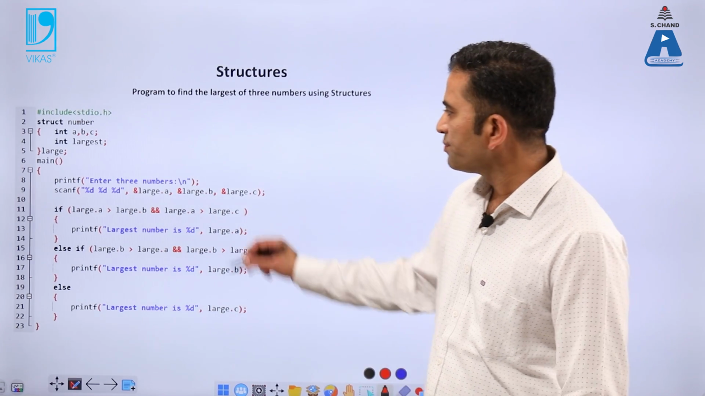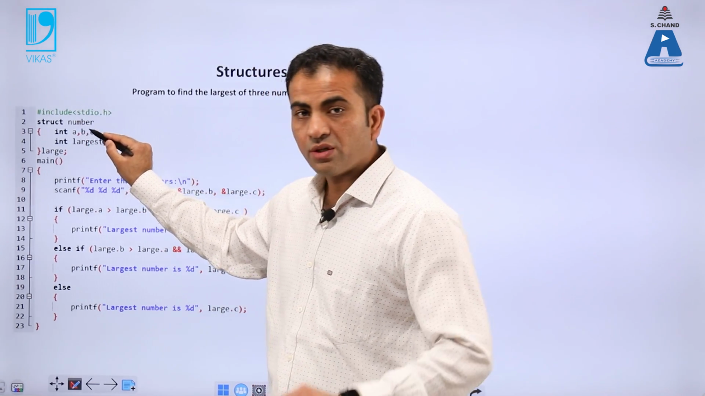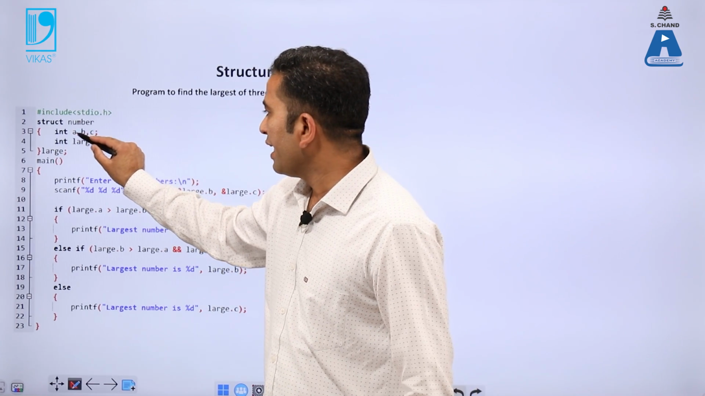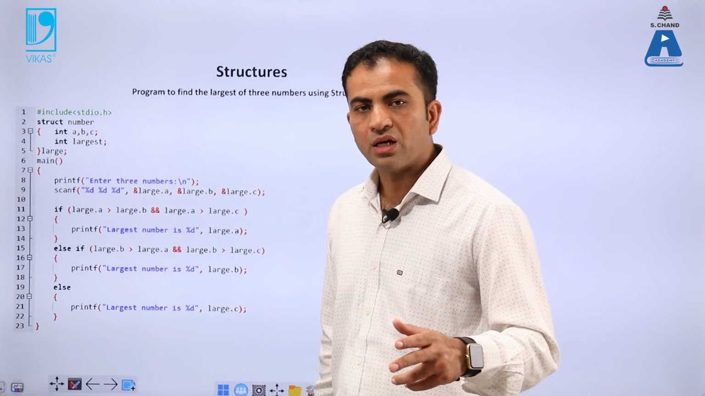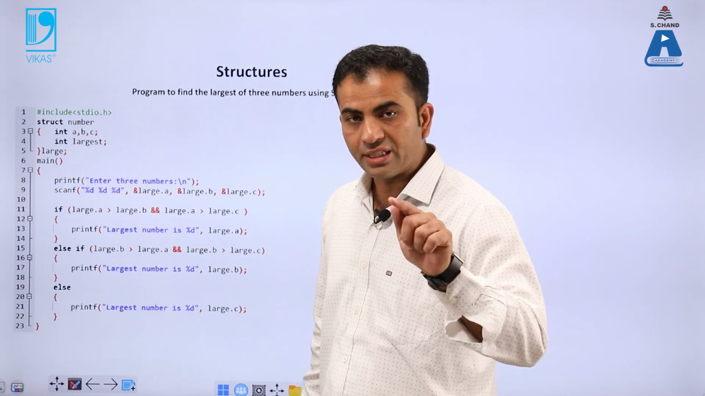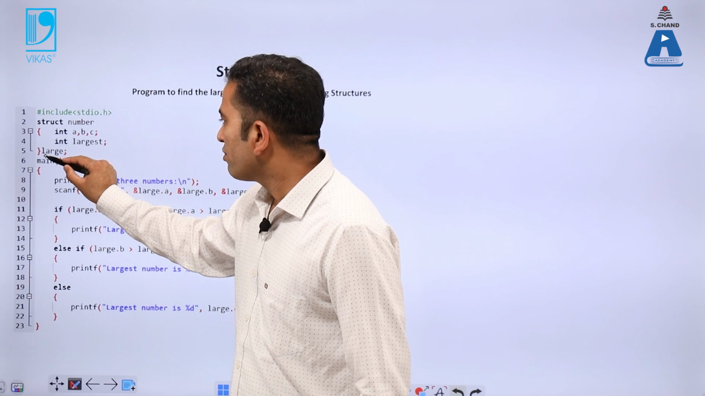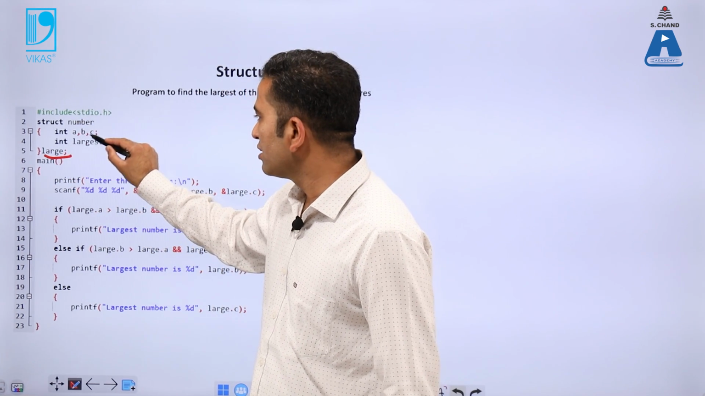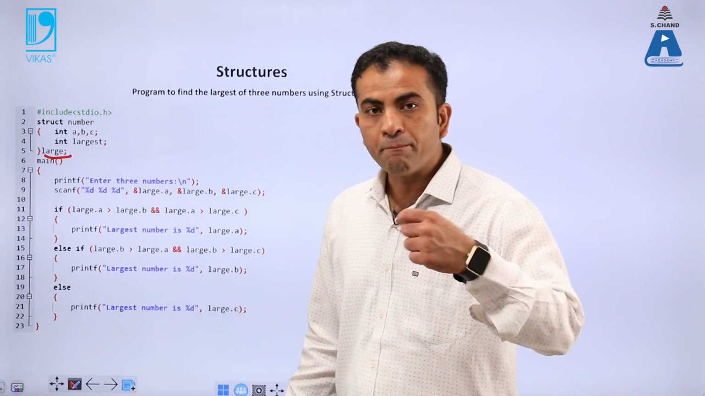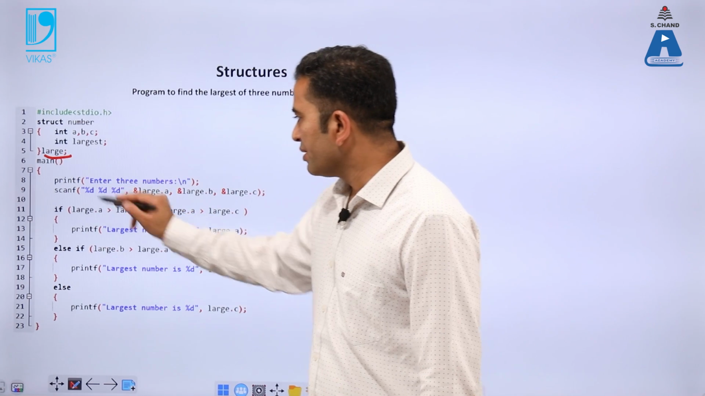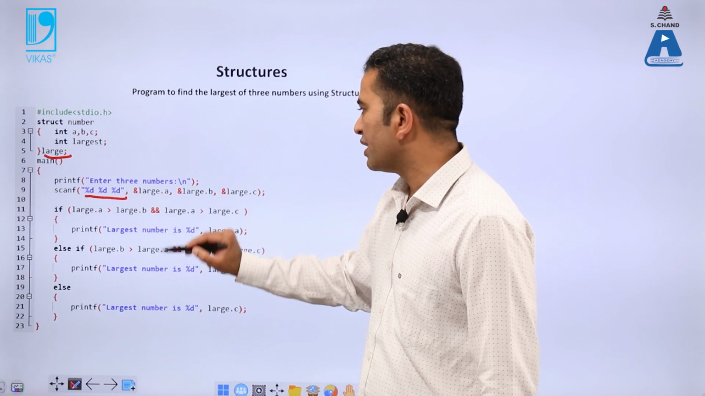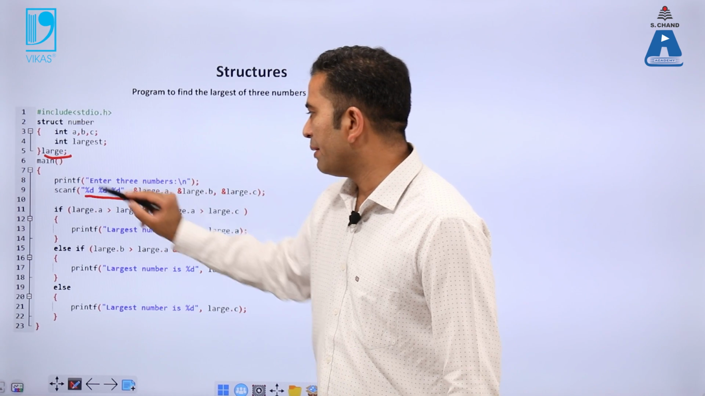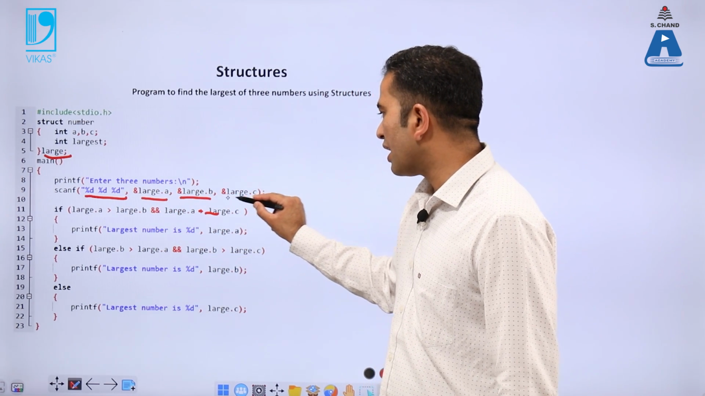First of all, explaining the structure here. Struct number. Now number is of structure type. This number is a user defined data type which has the members a, b, c, and largest. There are 4 different variables and all 4 variables are of integer type. And large is a variable name of this structure, and this a, b, c and largest are the members of the structure. Now come inside the main, enter the 3 numbers, scanf. One by one we are scanning the 3 numbers a, b and c. How to scan it? Ampersand, first of all the variable name, large.a, large.b and large.c.